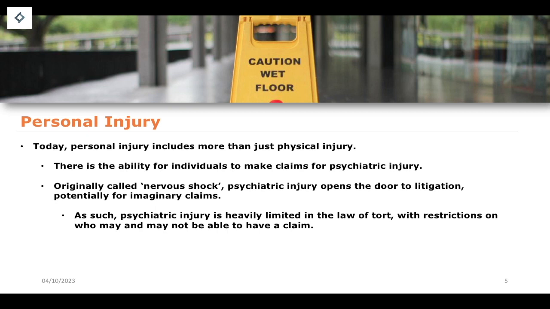But they still exist, and they can still exist, and it therefore means that when we talk about personal injury, we are not necessarily just focusing on the idea of physical injury. We also think about psychiatric injury as well.